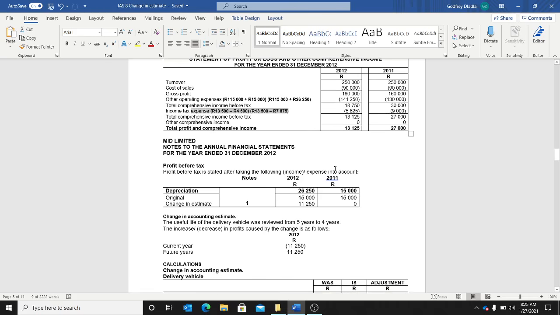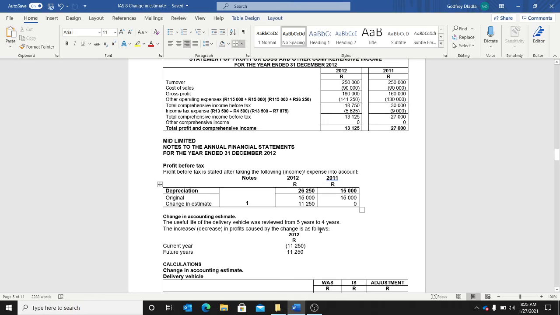Okay, now then we go to the disclosure in relation to this. The same thing, the profit before tax. 15,000 is original, and this one is 0, because according to the principle, it's not supposed to be treated retrospectively. You treat it prospectively, the change in the accounting estimate. Then you've got 15,000 here, and then your change of 11,250 giving you the 26, which is already this amount here.